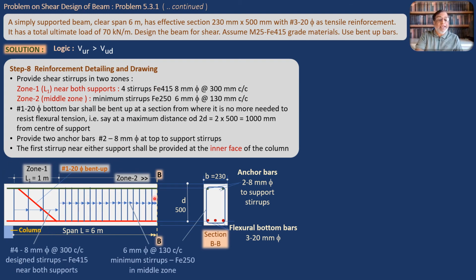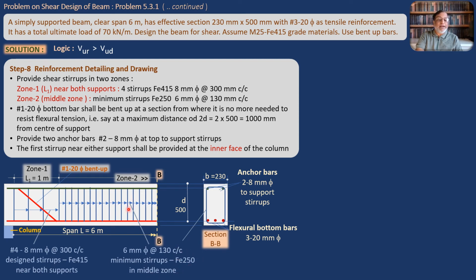Now what about the remaining portion, the middle portion? Zone 2. We are mentioning it clearly in the middle zone. We will provide minimum stirrups of Fe250/6. So just see here. All these stirrups appear to be very close to each other. Their spacing is 130 mm as against this 300 mm. But these are stirrups of smaller diameter and of a lesser grade of steel.